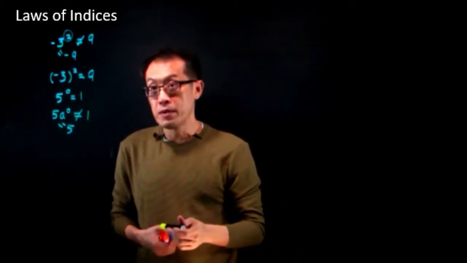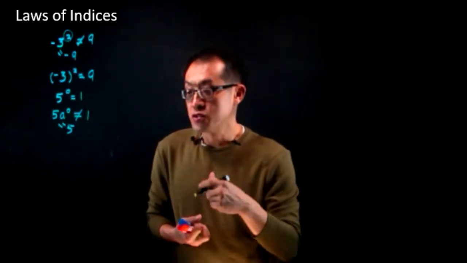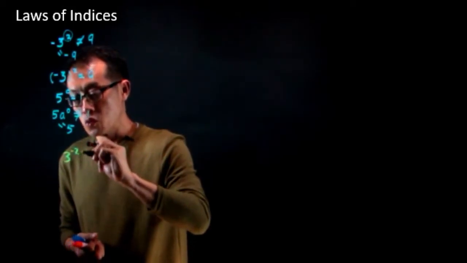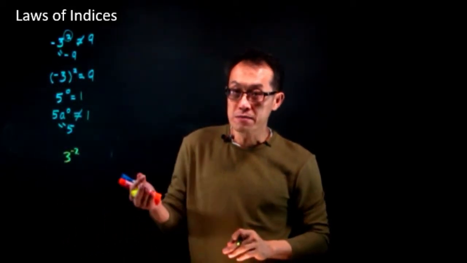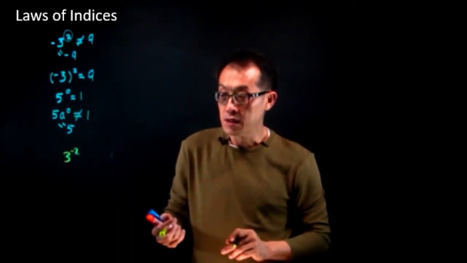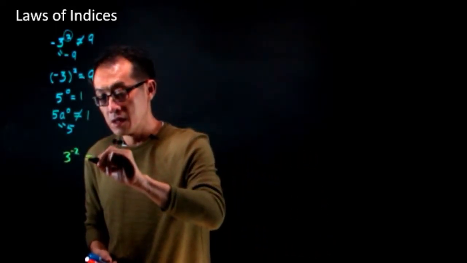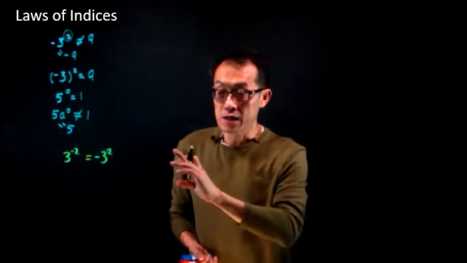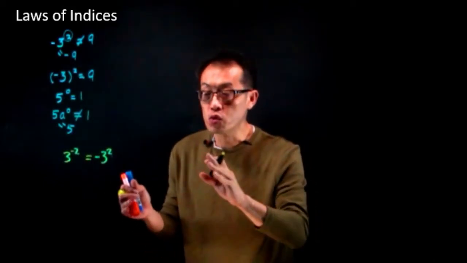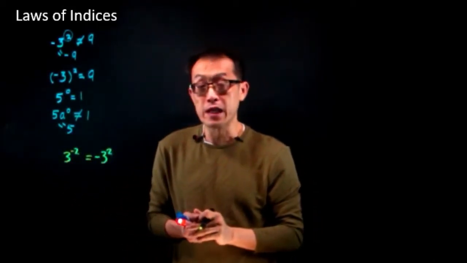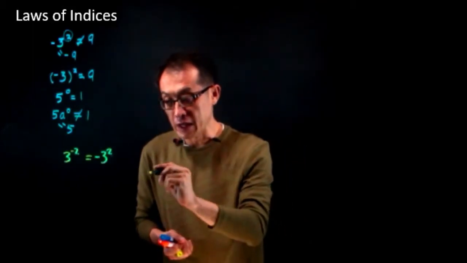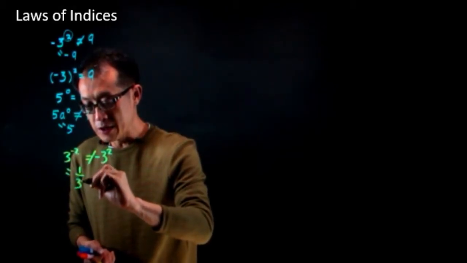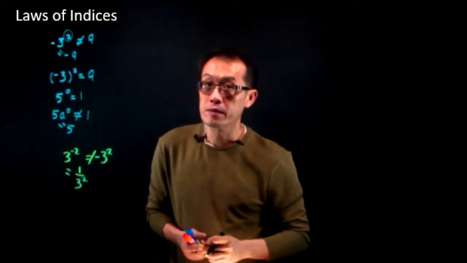Now, another common mistake that students will make is, take for example, 3 to the power of minus 2. Some students will think that this minus is the same as minus 3 to the power of 2. No. This negative has nothing to do with the polarity of the number. It doesn't change the polarity of the number. This means 1 over 3 squared. Okay?